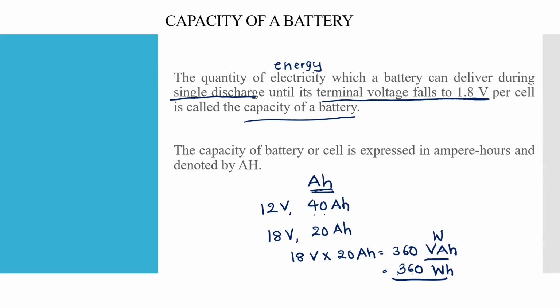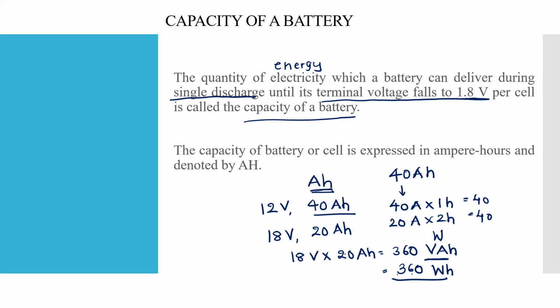Or you can say that 40 ampere hour means it can provide 40 ampere for 1 hour. Now it also means that we can provide 20 ampere for 2 hours. Both are 40. This is also 40. Understand?